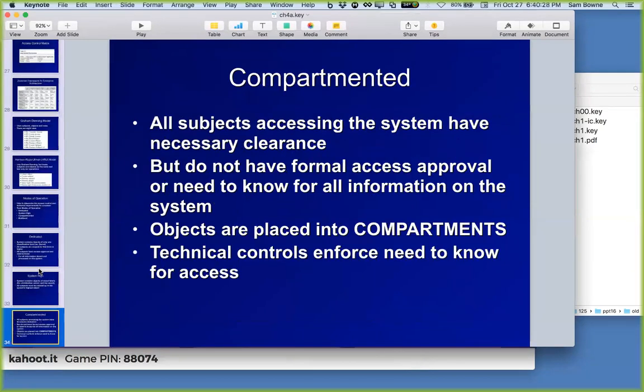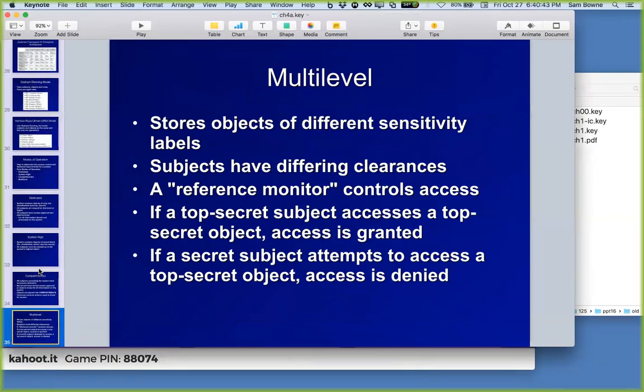And here's the compartmented level, where everyone has clearance, but they don't necessarily have the horizontal controls like need to know, and so you trust the software to do the perhaps less important horizontal controls, but not the vertical controls. And the multi-level, where you actually trust the software to do everything. It's got multiple sensitivity labels and multiple horizontal labels on all the objects, and the reference monitor is controlling all this.